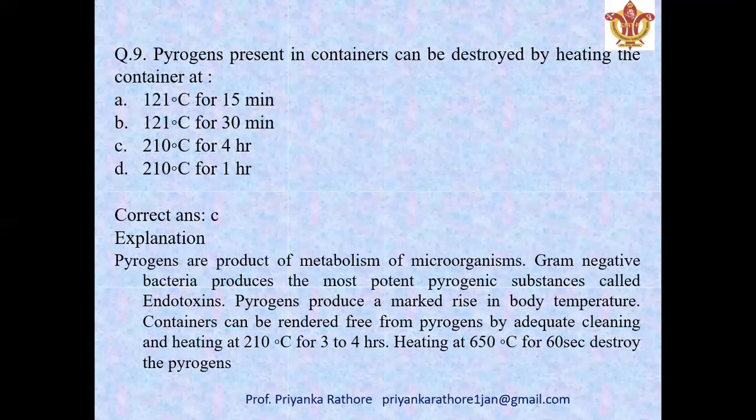compound substance. Okay. Containers which can be rendered free from pyrogen, जब हम स्टेराइल प्रोडक्ट फॉर्मुलेशन बनाते हैं इंडस्ट्रीज में तो उनके कंटेनर्स को सबसे पहले चेक किया जाता है कि वो पायरोजेंस फ्री हैं कि नहीं, ड्यूरिंग पैकिंग एंड ड्यूरिंग द फॉर्मुलेशन. तो कंटेनर्स दे आर रेंडर्ड फ्री फ्रॉम पायरोजेंस बाय एडिक्वेट क्लीनिंग एंड हीटिंग एट 210 डिग्री सेंटीग्रेड फॉर 3 to 4 hours. और अगर हमको डायरेक्टली we want to destroy the pyrogens, then we can heat the formulation at 650 degree centigrade for 60 सेकेंड. बट जब हमको कंटेनर्स को स्टेरलाइज करना है तो 210 डिग्री सेंटीग्रेड फॉर 3 to 4 hours. So the right answer is option C.